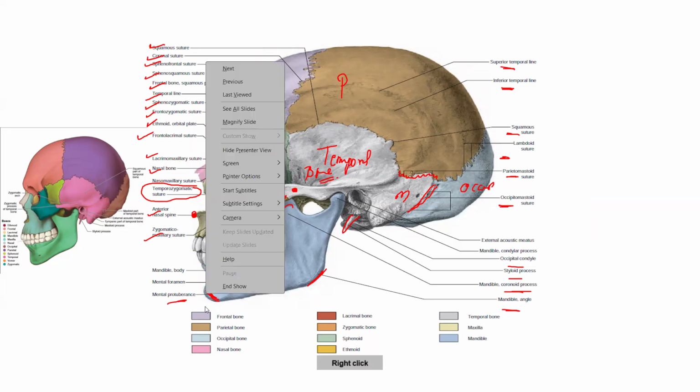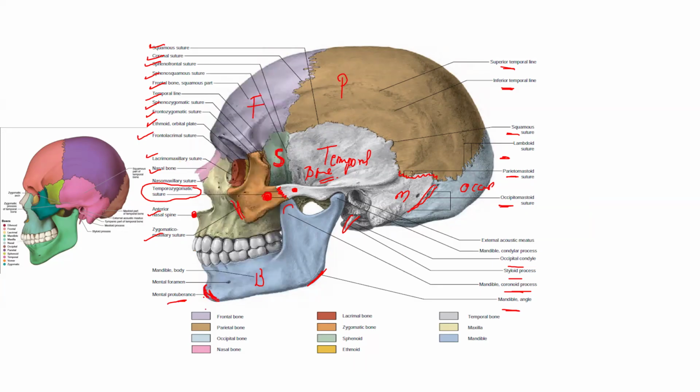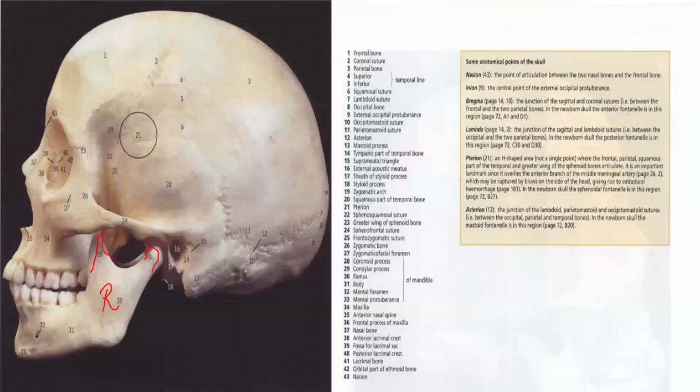This is the mandible body, this is the mental foramen, and this is the mental protuberance. Okay. Something which is going out, like protruding. So this is the mental protuberance.